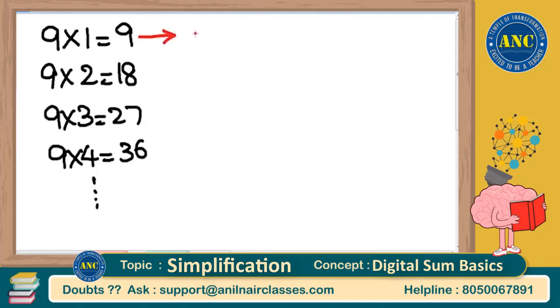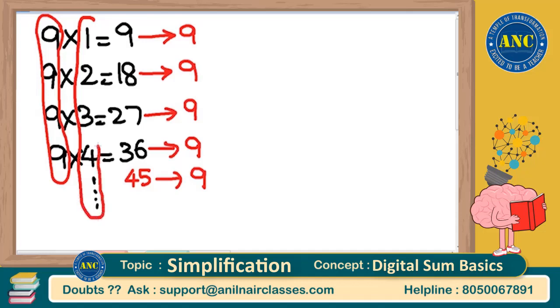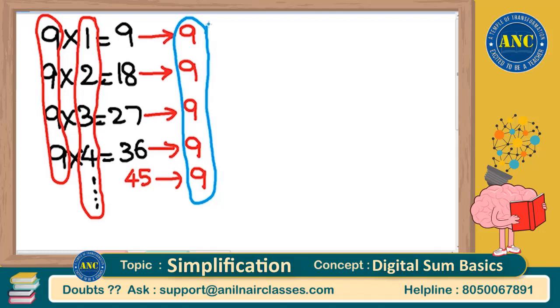The digital sum of 9 is 9 itself. 18 digital sum is also 9. 27 digital sum is also 9. 36 digital sum is also 9. 45, the next number, digital sum is also 9. Can I say that you take a number called 9, and multiply this 9 with any number of your choice, whatever you like, the digital sum will always be equal to 9. 9 is multiplied with any number, the digital sum is always 9.